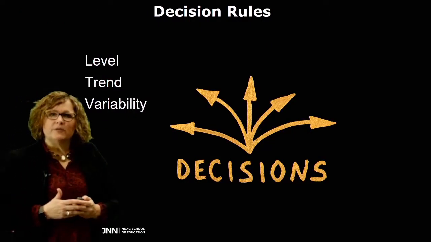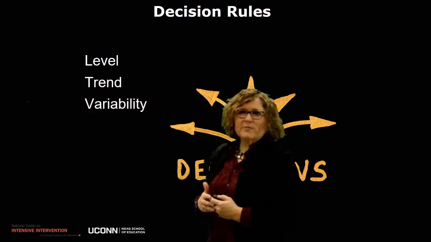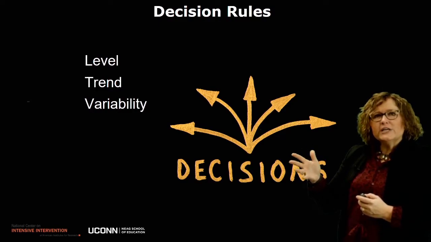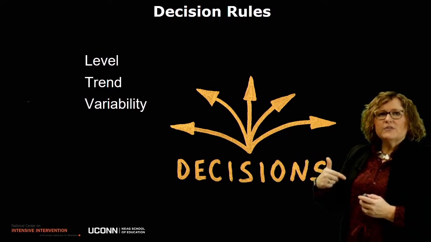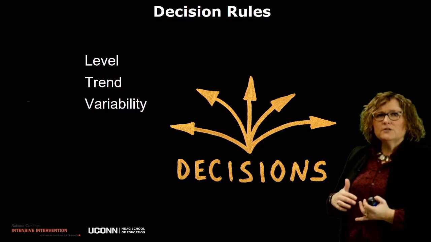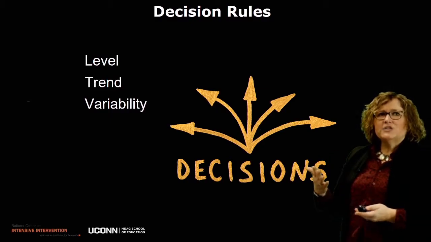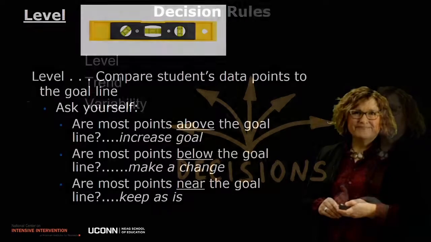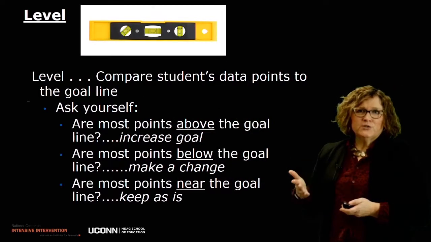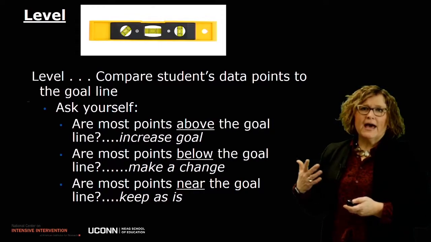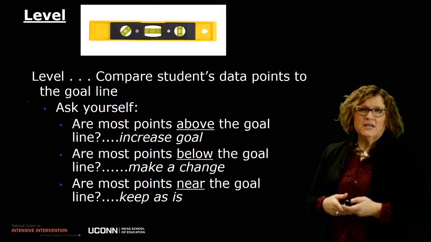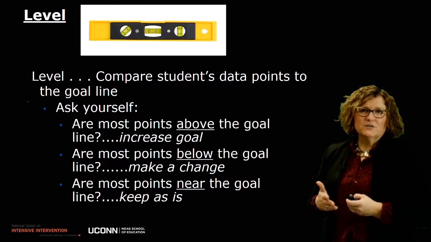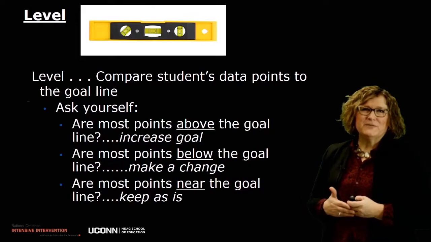So let's talk a little bit about what those decision rules might look like, and in particular, we're going to talk about how to look at your data and think through issues with level, trend, and variability as you get ready to make decisions about what to do next with your student. So we're really using visual analysis to look at level, trend, and variability. And let's look first at level and think about how that applies to using our graph data to make decisions.